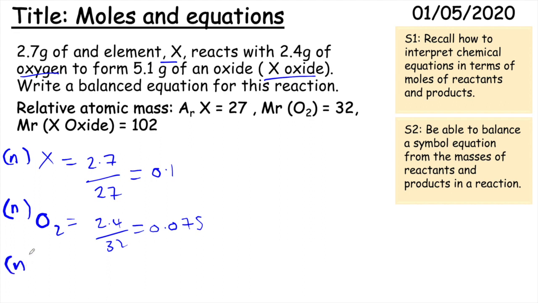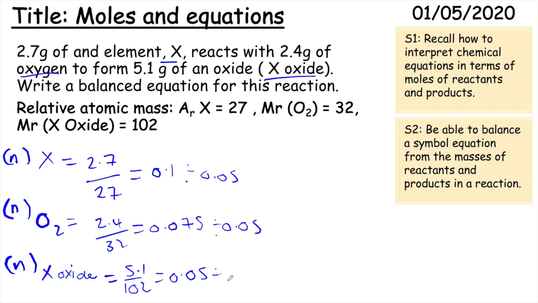Finally, the number of moles of our X oxide, whatever that is, and that's 5.1 grams divided by 102, giving us the answer 0.05. Dividing by the smallest here, so dividing by 0.05 for each one, gives us a 2 to 1.5 to 1 ratio.